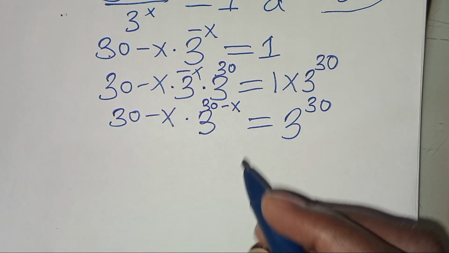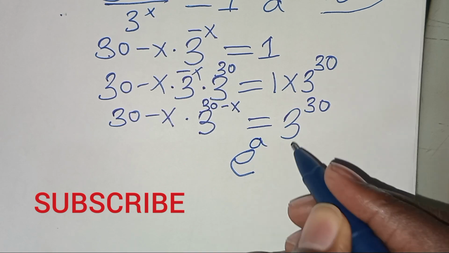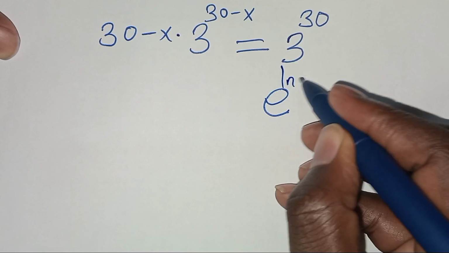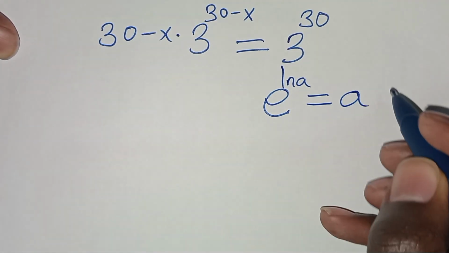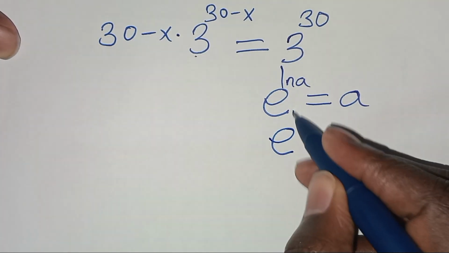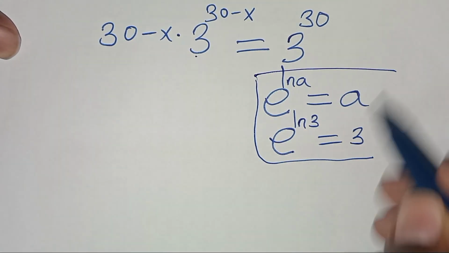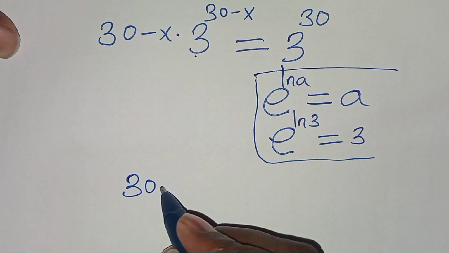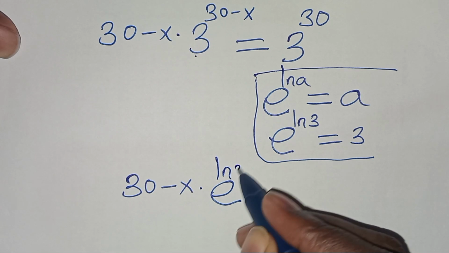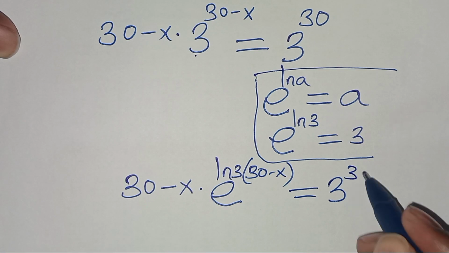Now, given a property that e to the power of natural logarithm a is the same thing as a, we can express 3 as e to the power of natural log 3, this is basically equal to 3. Now applying this property, you find that you'll have 30 subtract x multiplied by e to the power of natural log 3 multiplied by 30 subtract x, this is equal to 3 to the power of 30.